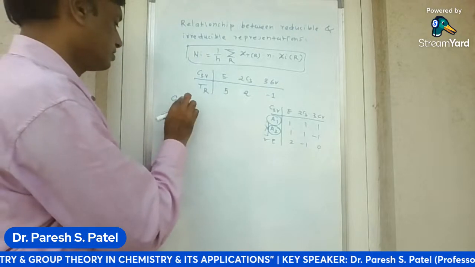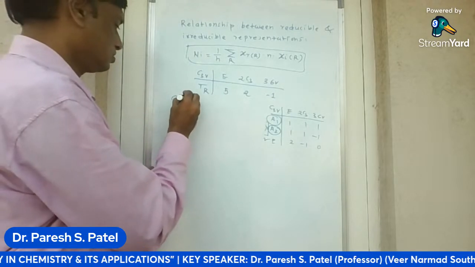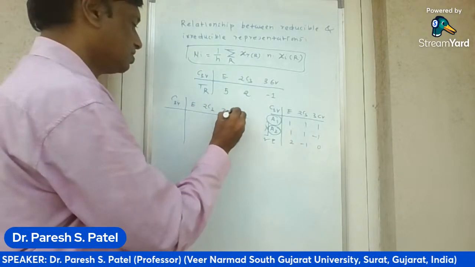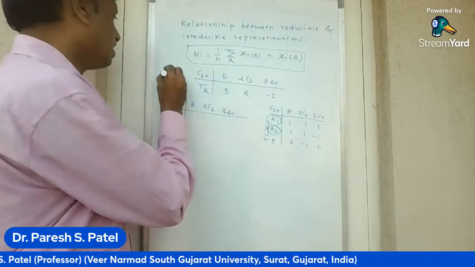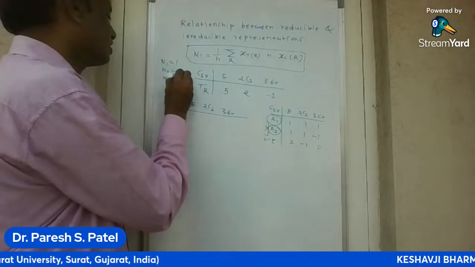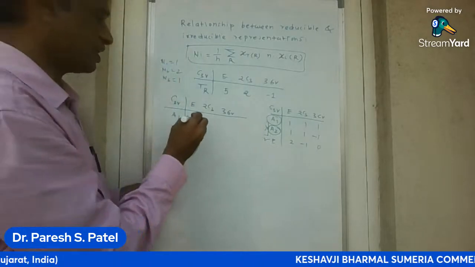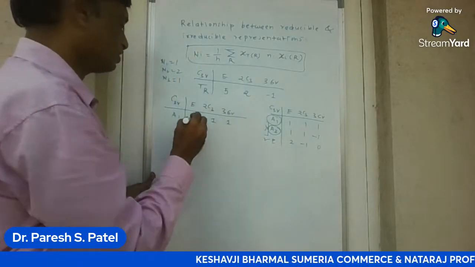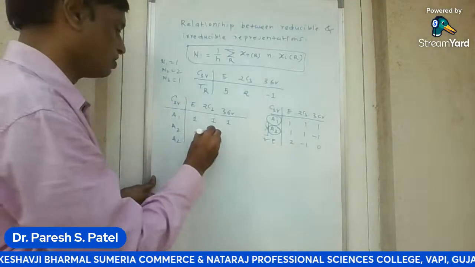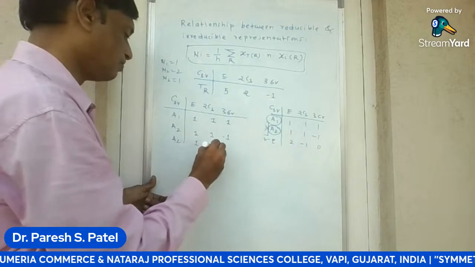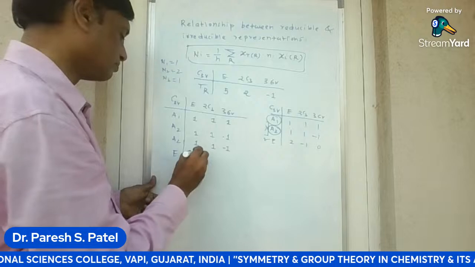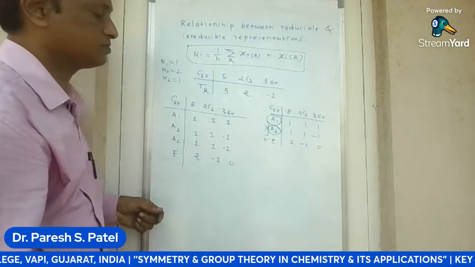C3v: E, 2C3, 3 sigma v. A1, n1 is equal to 1, n2 is equal to 2, n3 is equal to 1. So n1 equal to 1 means A1 one time: 1, 1, 1. n2 two times means A2 two times: 1, 1, minus 1, and 1, 1, minus 1. E only one time: 2, minus 1, 0.